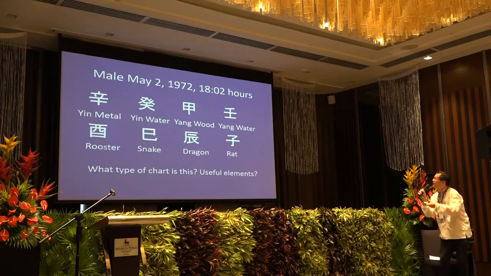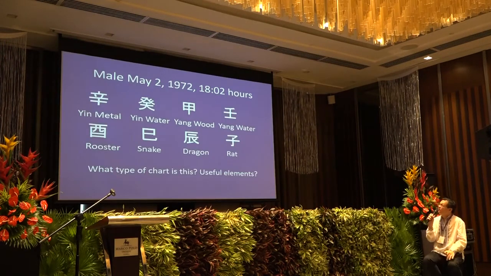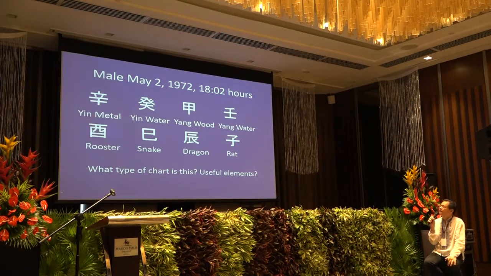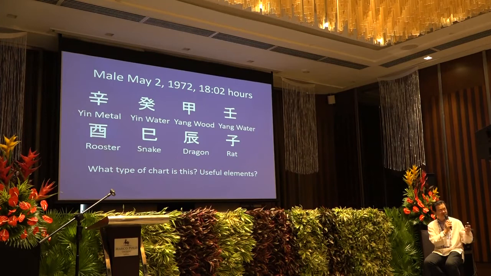Next one. Man born May 2, 1972, I think that's on page 3, at 18:02 hours, Yin Metal Rooster Hour, Yin Water Snake Day, Yang Wood Dragon Month, Yang Water Rat Year. So what type of chart is this and what are the useful elements? So this man is quite interesting because he has 2 different types of combinations. So let's keep to the first one first to keep things simple.